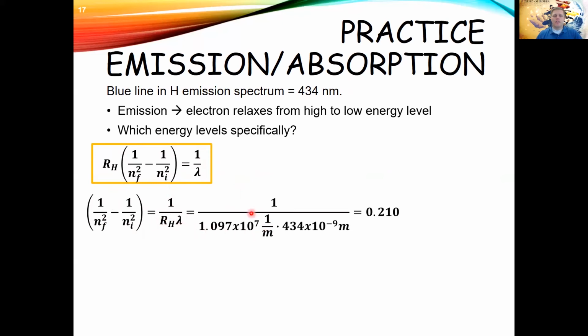And the Rydberg constant, I didn't give it elsewhere on the slide, but it's right here. It's also on your equation sheet for exams, and it's in the front of your textbook. And we'll multiply that by our wavelength. Notice here that we changed to meters instead of nanometers, and that's just because the Rydberg constant is given in per meters. But when we do this math, we get 0.210. Now you notice there's no units on that, and that's because this is equal to our initial parentheses. Both our quantum numbers are unitless, and so our answer should be unitless.